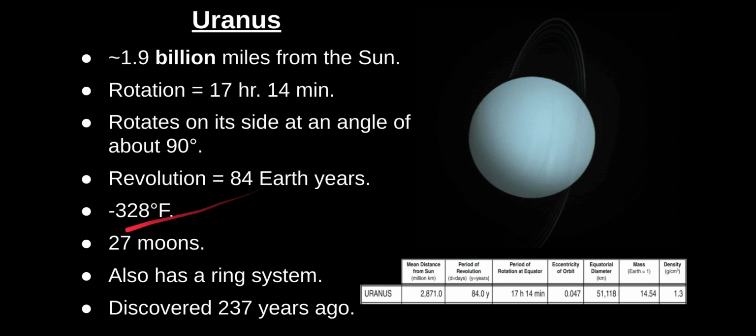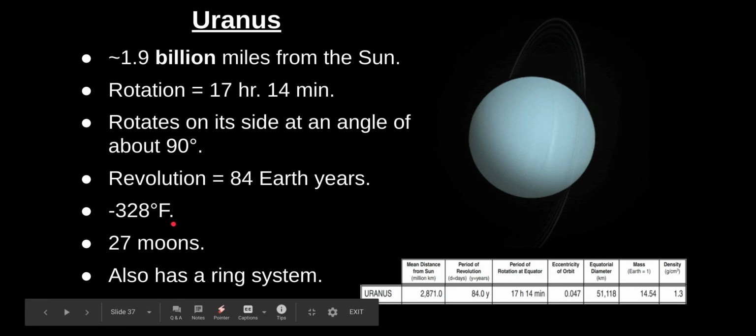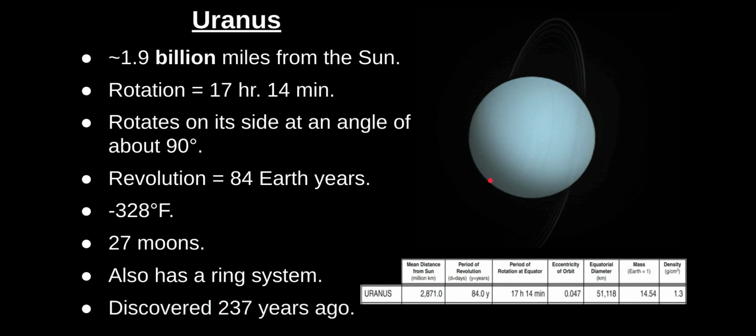It has 27 moons. It is, of course, very, very cold because it's far away from the sun. It has rings. It takes 84 years to make it around the sun. So it has not gone around once in my lifetime. And it was discovered only 237 years ago.